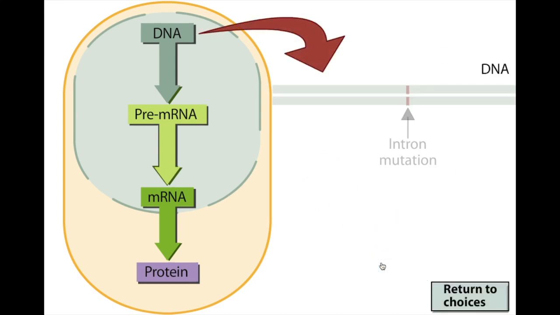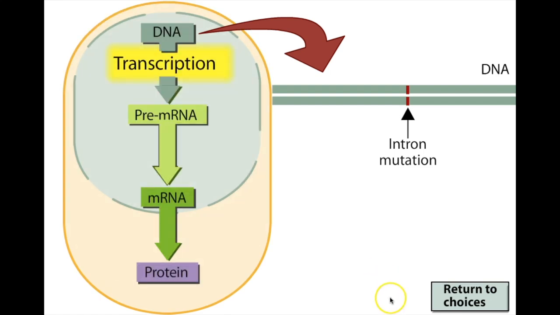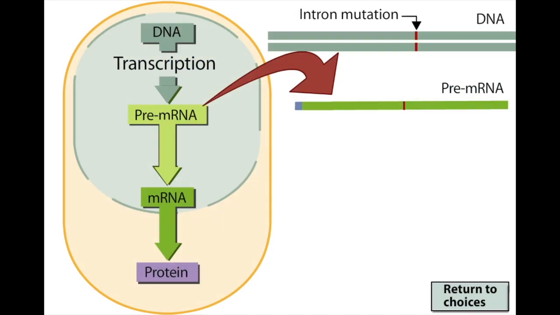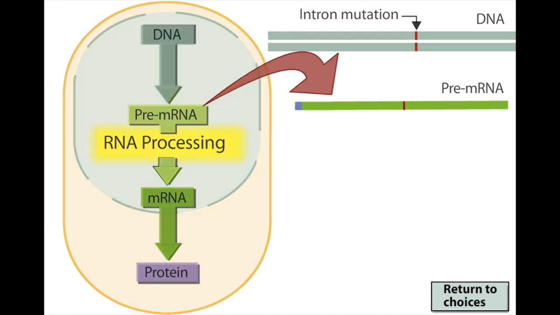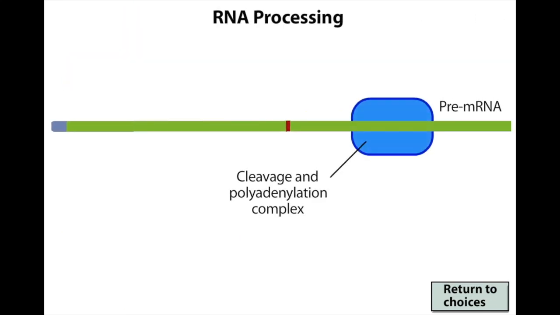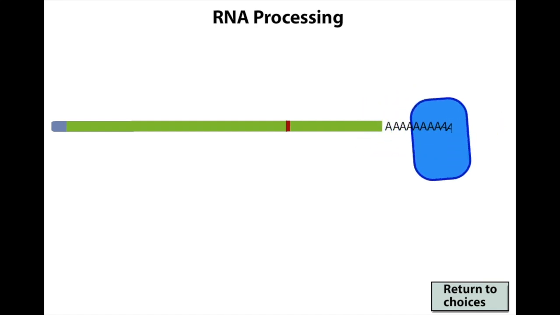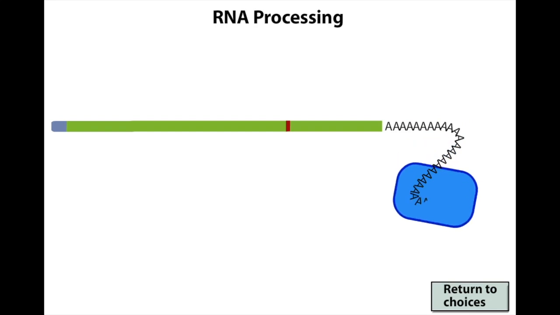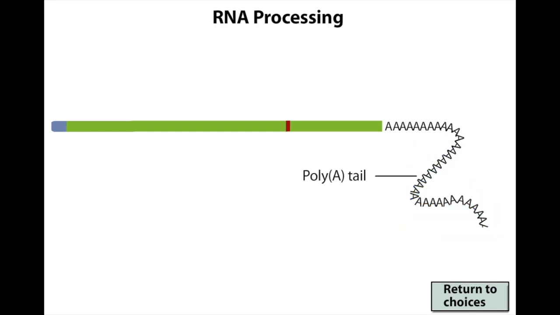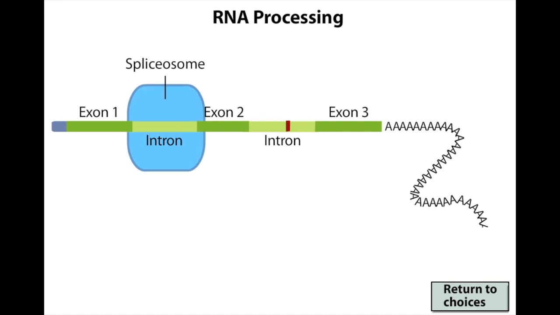The effect of an intron mutation will be evident at the RNA processing step of gene expression. First, the DNA is transcribed. Because the pre-mRNA sequence is determined by the DNA sequence, the mutation is passed on to the pre-mRNA. Next, the pre-mRNA is processed. A poly-A tail is added to the pre-mRNA, and the introns are spliced out.